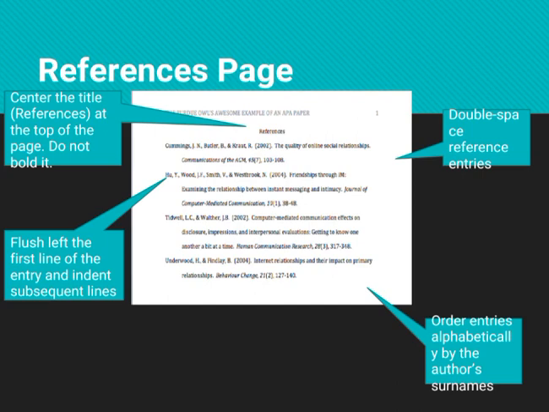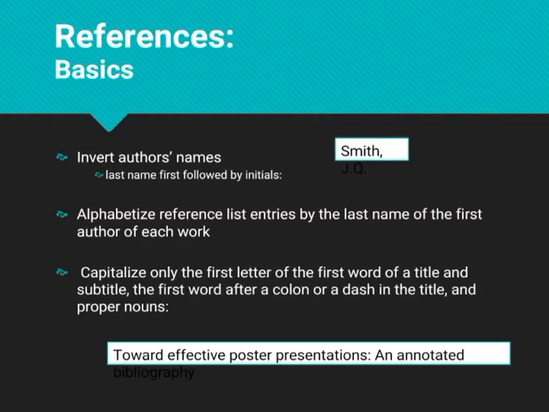So these are basically the format we use in end-text references or on the reference page. The basics are to invert authors' names, such as Smith, last name first followed by initials. Alphabetize reference list entries by the last name of the first author of each. Then capitalize only the first letter of the first word of the title and subtitle, the first word after a colon or a dash in the title, and proper nouns.